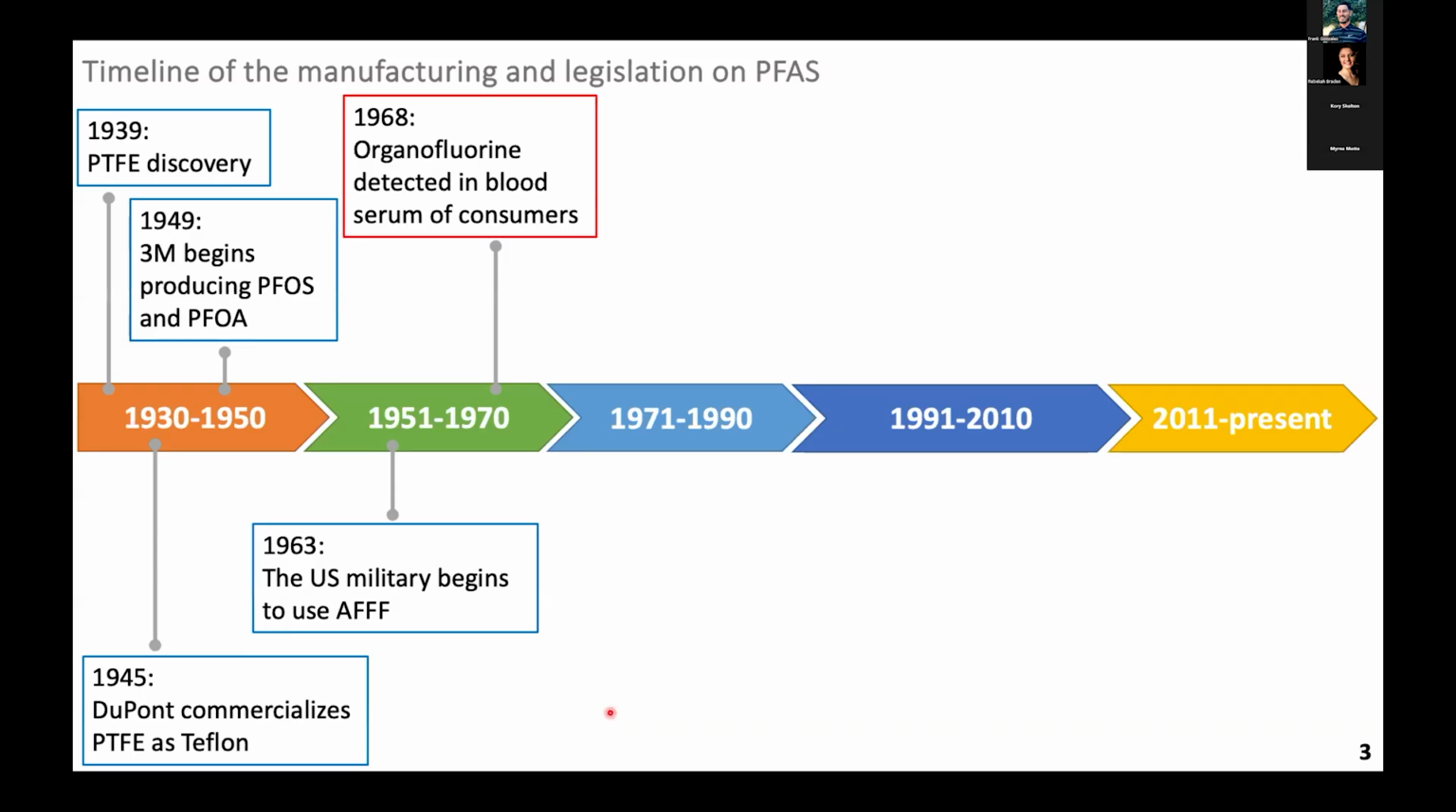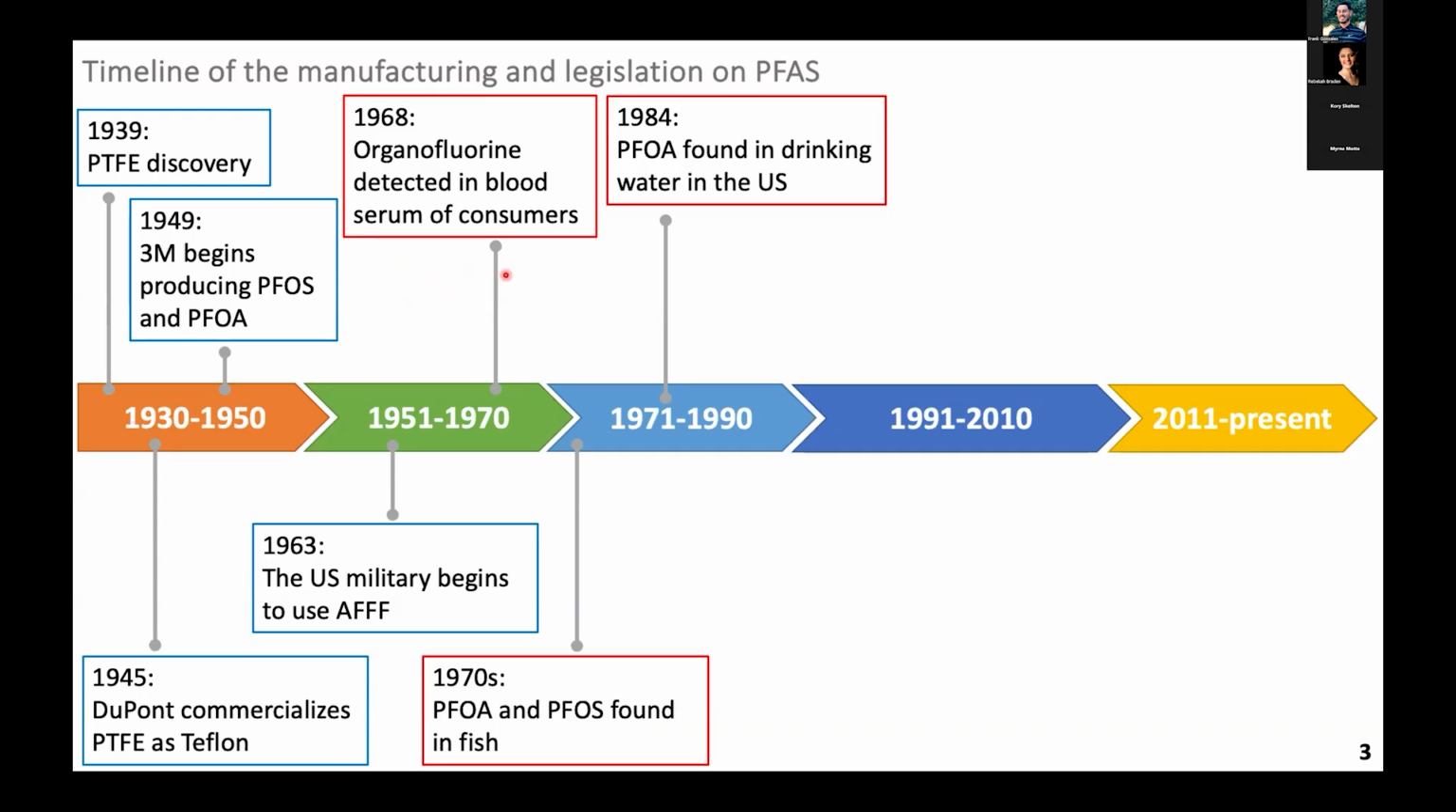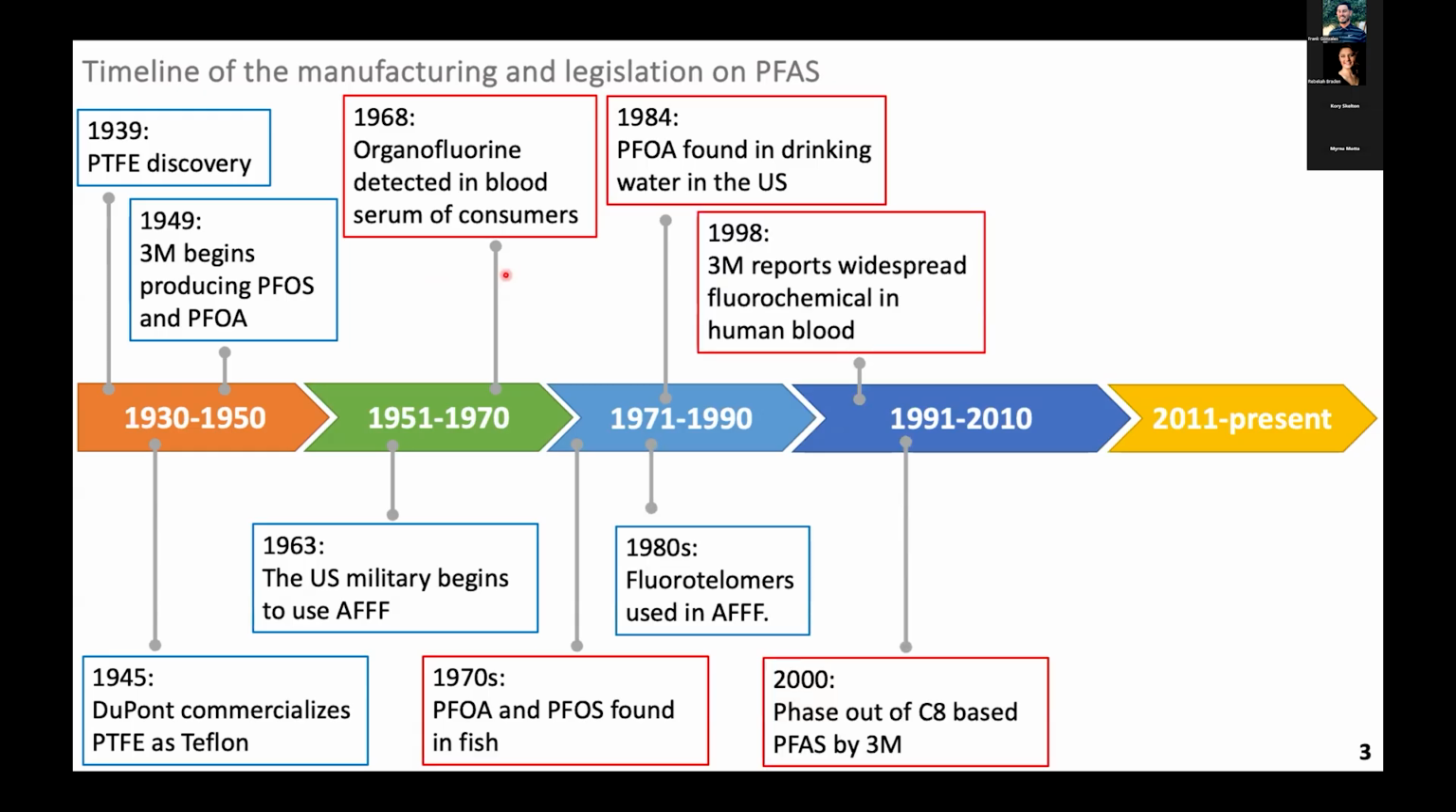Now, in my timeline here, you're going to see things with blue boxes. That's the development of the products. And then you're going to see things in red boxes, and these are the warning signs of environmental or human health problems. So in 1968, organofluorine compounds were detected in blood serum of people. So by 68, we started to see this accumulating in people. In the 70s, they were found in fish. In the 80s, people started looking for them and found them in drinking water all over the country.